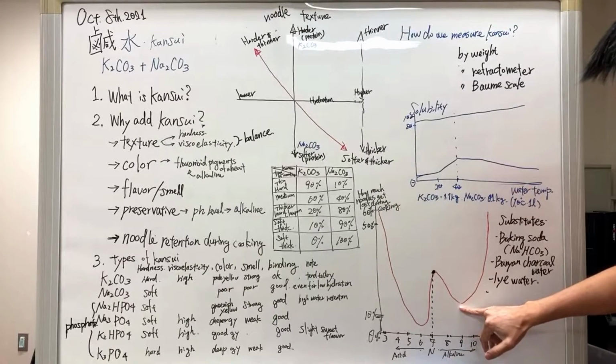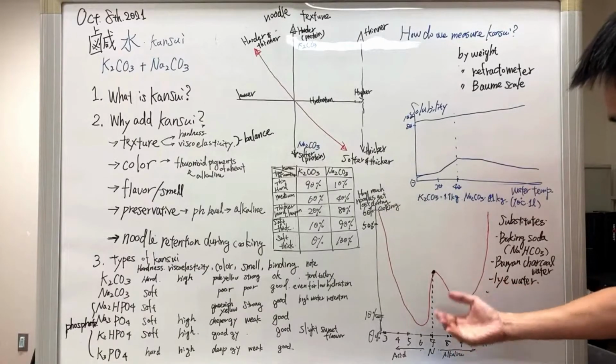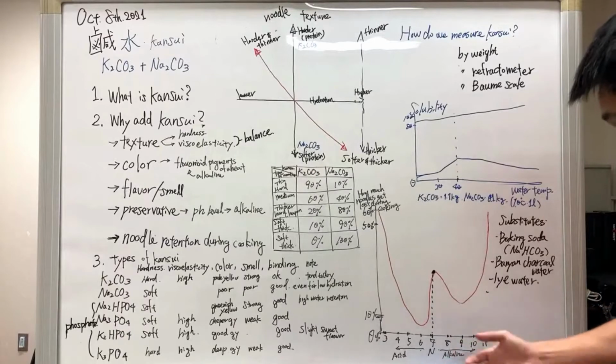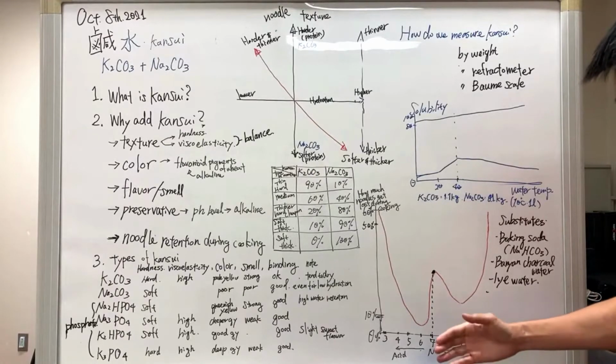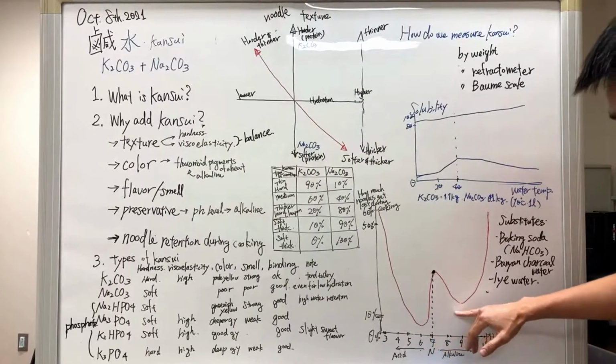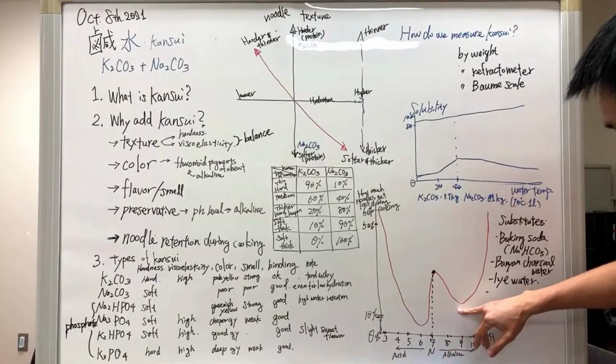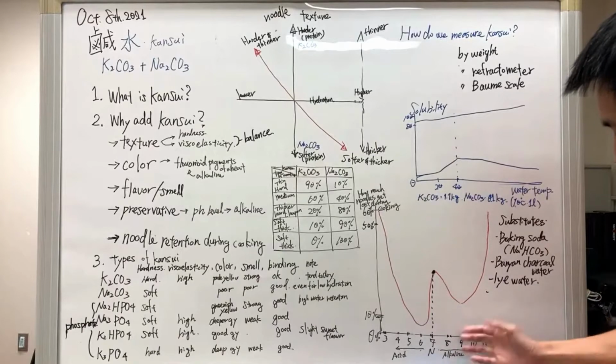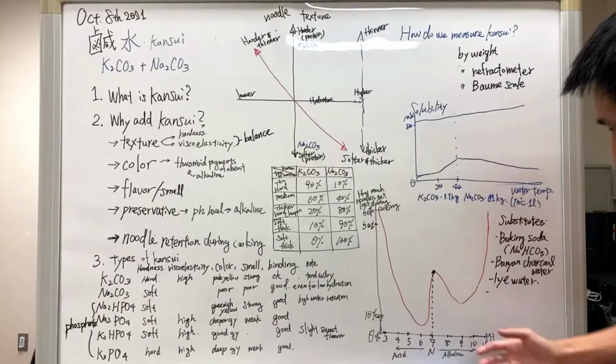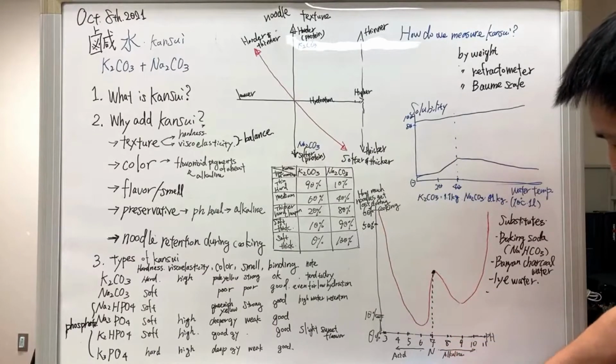Kansui actually dissolves in the cooking water, about 90% of it, making the water alkaline. Then it protects the noodles and retains a lot of them from melting into the cooking water.